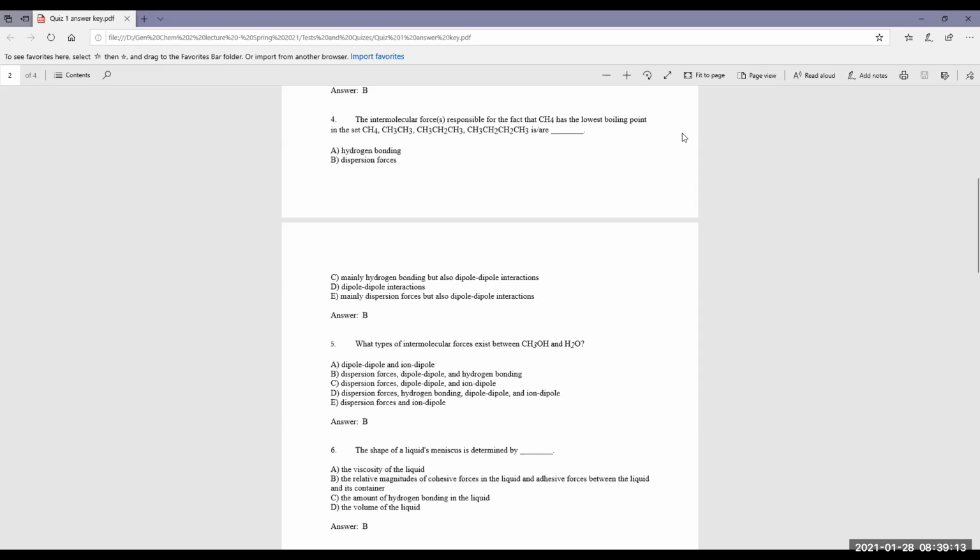Okay, number 5. What types of intermolecular forces exist between CH3OH, which is, as I said before, methanol, and H2O, which is water? And so we always have dispersion forces. We said that that's something that no matter what we're talking about, there's going to be some level of dispersion forces. In this case, we're going to have dipole-dipole interactions. And so we're also going to have hydrogen bonding. So we've got all 3 of those going on.